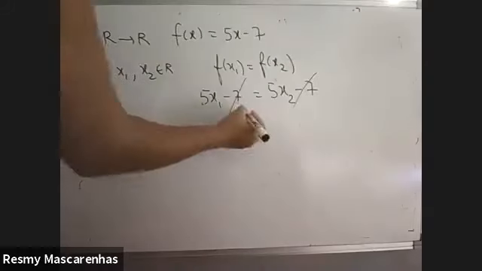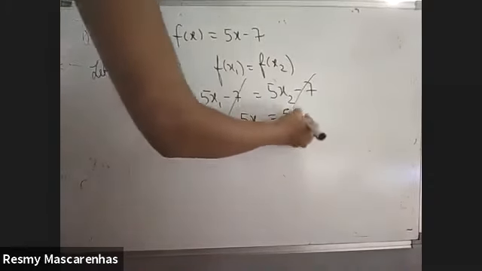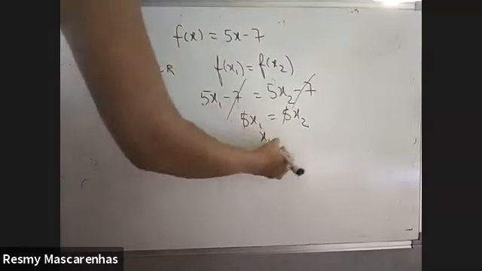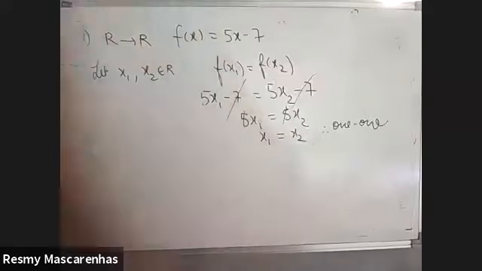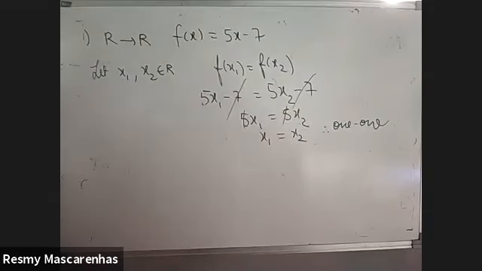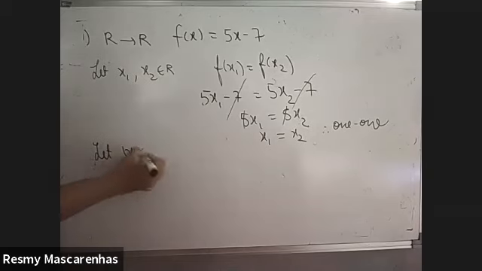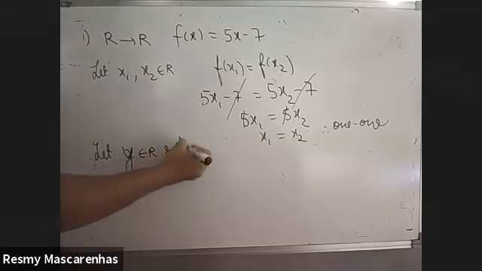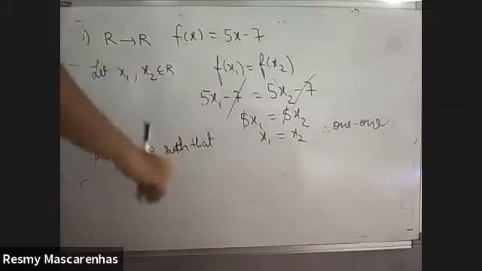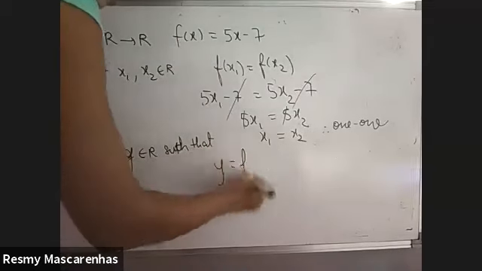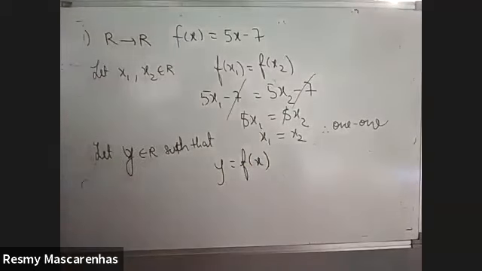So 7 and 7 will cancel. You'll get 5x1, then 5 and 5 will cancel. x1 equal to x2. Therefore, it is 1 to 1. Now we have to show that it is onto. Let y belong to R such that, these are the two fixed steps I told you yesterday. First this, and second f of x is equal to y.